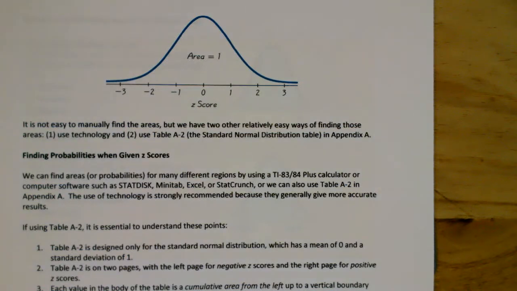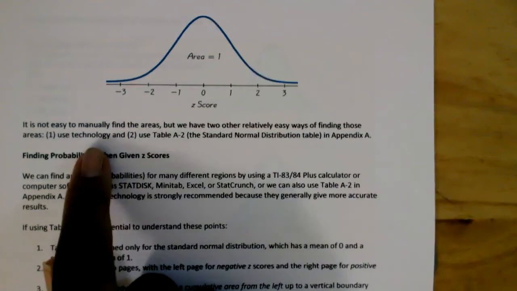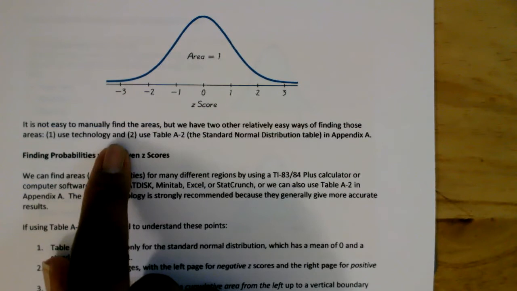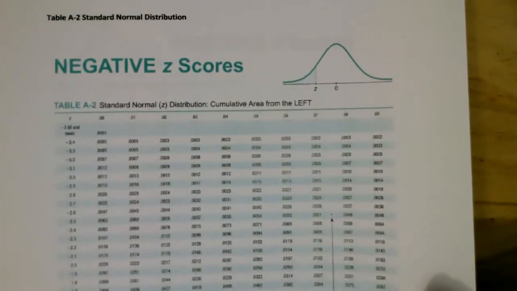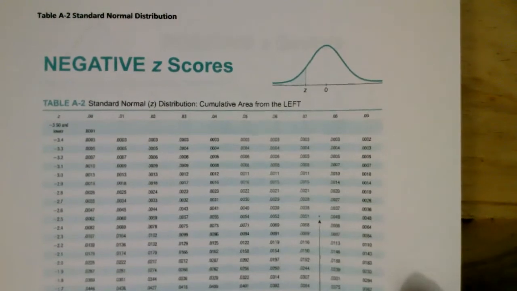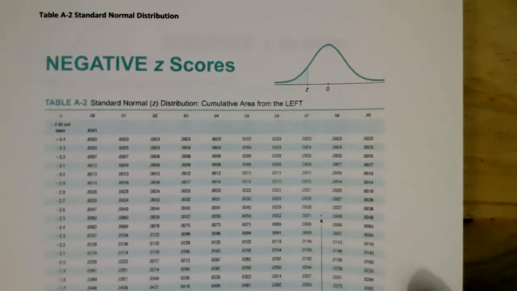Okay. Now, keep in mind, it's not easy to manually find the areas, but we have 2 other relatively easy ways of finding those areas. One would be the use of technology, and the second is the use of table A-2, which is a standard normal distribution table. Okay, so let me pull up this normal distribution table that we have here. This is what it looks like, and it's actually 2 pages in your handout at the end of these notes.